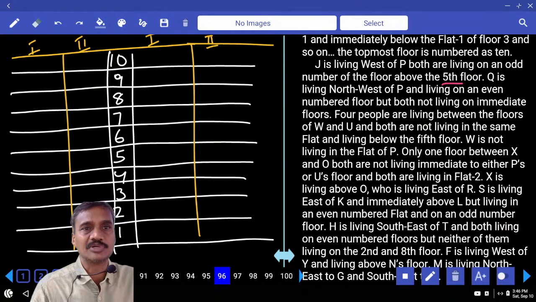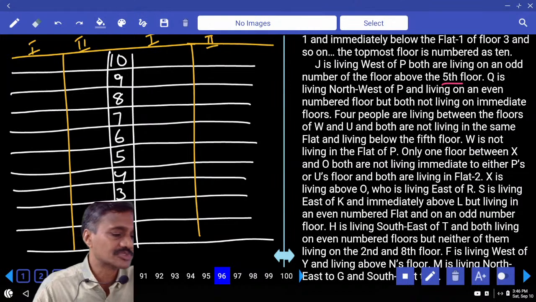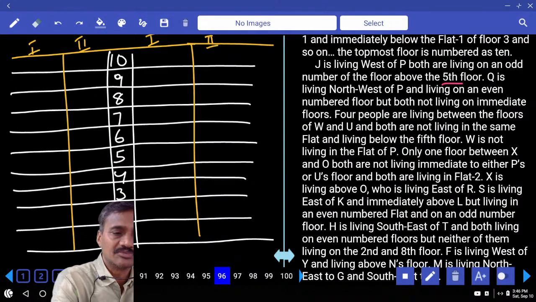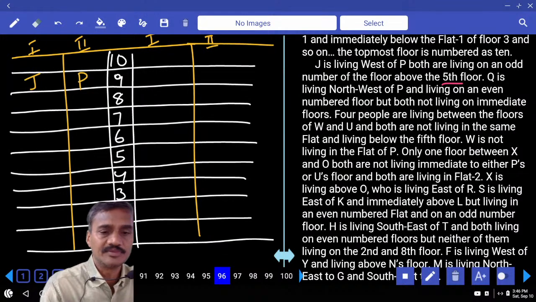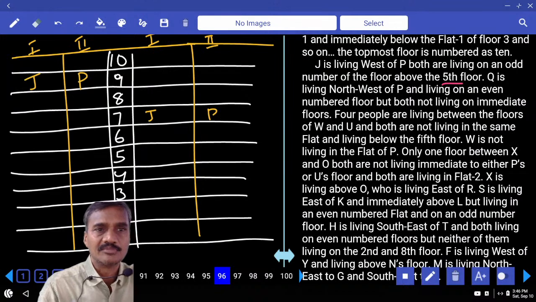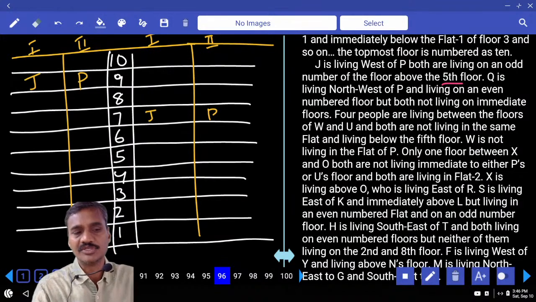Then tell me what is the possibility we have? 7 or 9. We started with 2 possibilities. What are those 2 possibilities? J is to the west of P, and here again J is to the west of P. Does that fit or not? And J is to the west of P, and odd number above 5th.